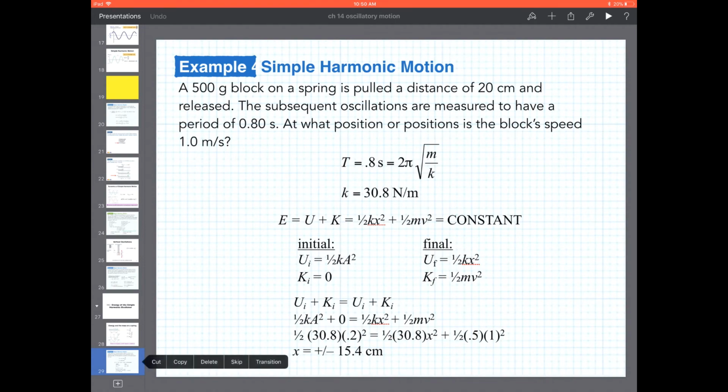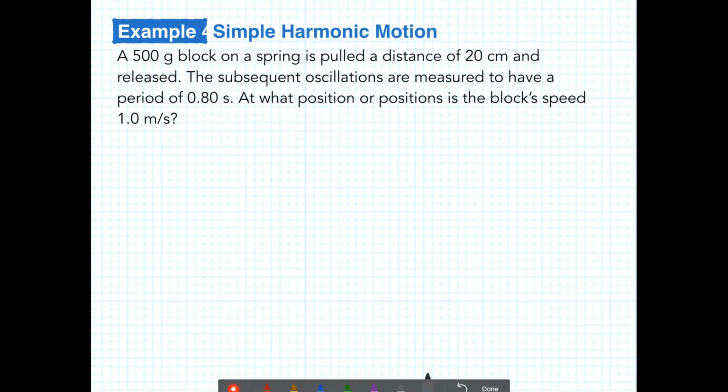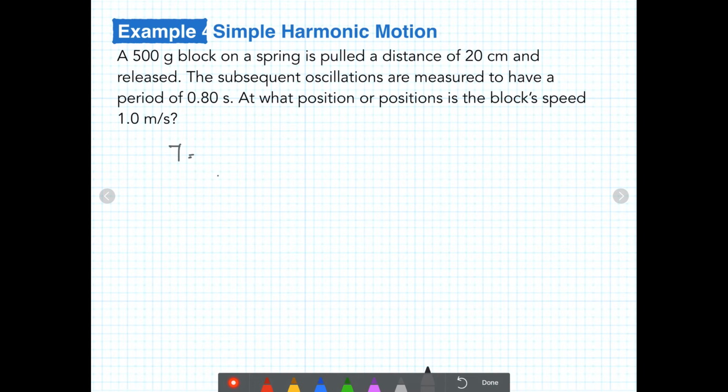But first we're going to figure out the period. The period of 0.8 seconds is going to be equal to 2 pi square root of m over k. Once you do the algebra on that, k is going to be equal to 30.8 newtons per meter, and this is all you're going to need to figure out your energy. So remember, potential energy of a spring is 1/2 kx squared. When you start out, our initial energy is going to be 1/2 kx squared.